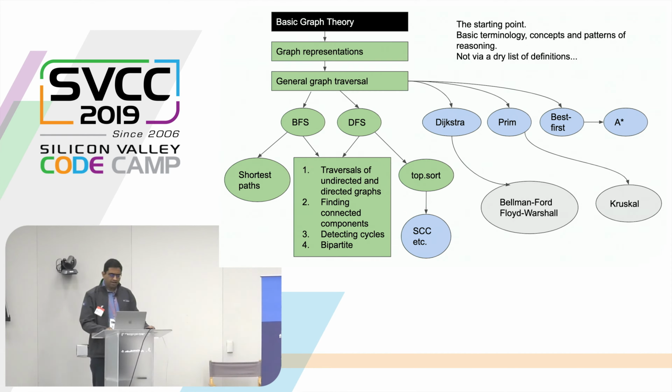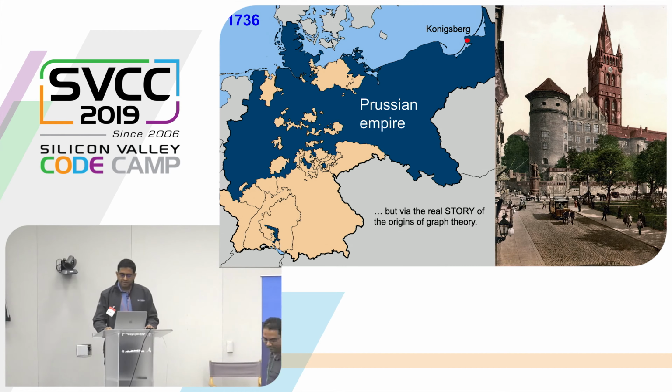So we start a study of graphs by looking at basic graph theory. It turns out that graphs are a topic where it is important to understand some theory. Only then can you build correct algorithms and understand why they are correct and why they are efficient. So the starting point is always basic graph theory, where we cover the basic terminology, concepts, and basic patterns of reasoning about graphs. We don't do this via a dry list of definitions, as typically found in textbooks. Rather, we do this via the real story of the origins of graph theory.